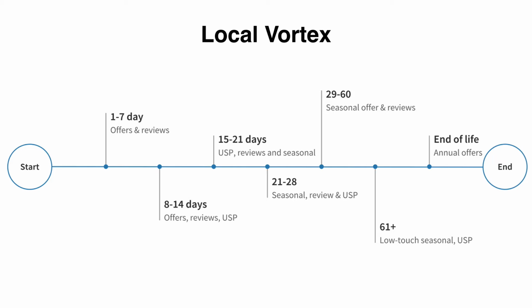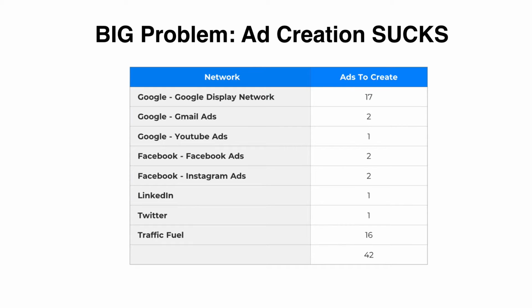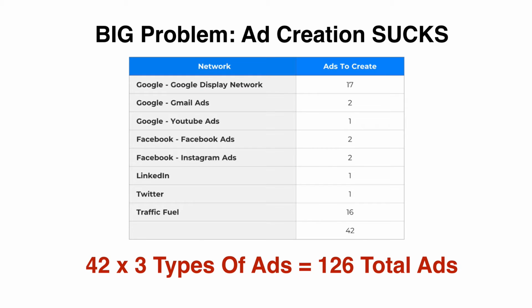Where a lot of businesses absolutely love this is when we're able to bring a customer back to them down the road. They've already converted, they've done business with you, and now we're bringing them back to do business yet again, based upon a sale you're running or some type of seasonal offer. Again, the problem here is that ad creation sucks. 42 different types of ads to create, and we have 3 types of ads that we like to run: the branding ads, the offer ads, and the review ads. So in all, 42 times 3, we get 126 different ads to create.